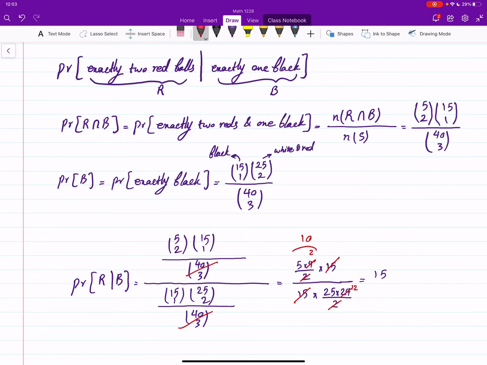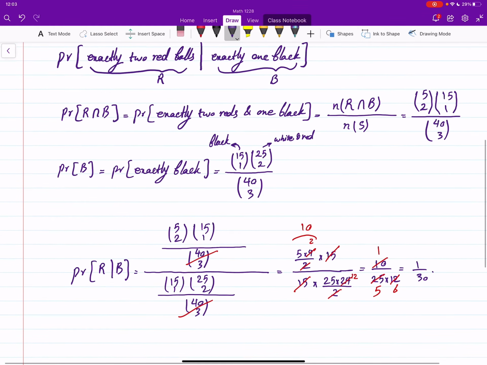There will be 12. And as you can see, there's now 10 in the numerator. In the denominator, I have 25 times 12. Well, you can do it different ways, but there will be a 2. I can take out a 2 from that one, take out 5 from that one, and cancel that. And we get 1 over 5 times 6, which is 1 over 30. So the probability that exactly 2 reds are drawn, knowing that exactly 1 black is already drawn, is 1 over 30.